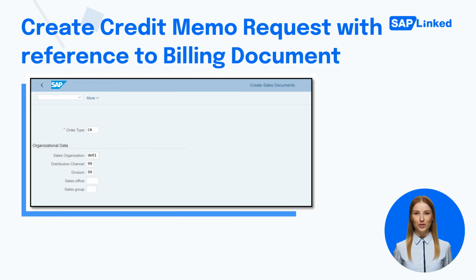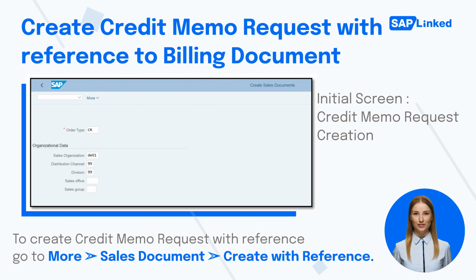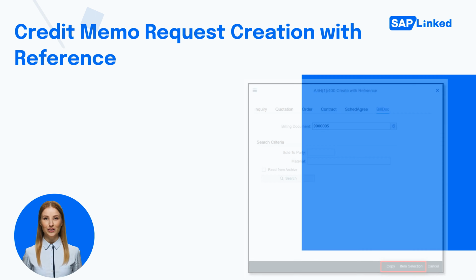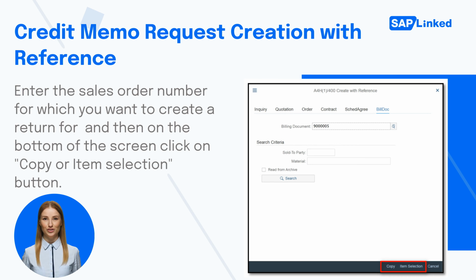To create a credit memo, enter transaction code VA01 in the command field. Enter order type as CR4, credit memo request, and sales area data in the organizational data block. To create a credit memo request with reference, go to More, Sales document, Create with reference. In the screen shown here, enter the sales order number for which you want to create the return and click on the Copy or Item Selection button. All of the information from the billing document, such as partner function, quantity, and price, will be copied to the credit memo request.